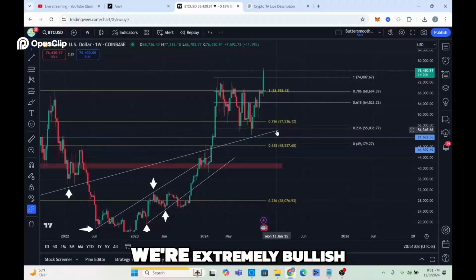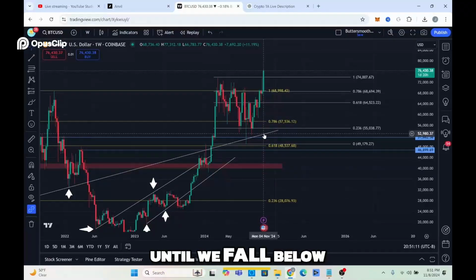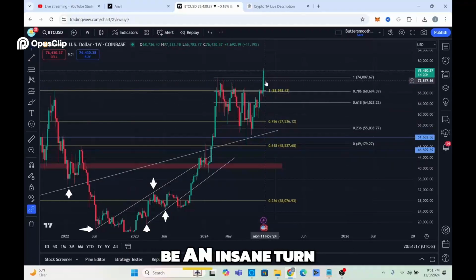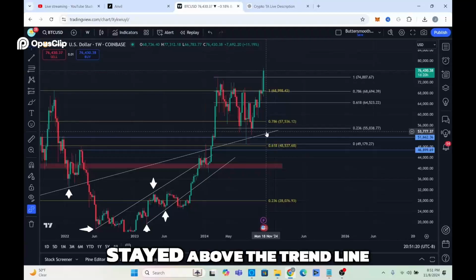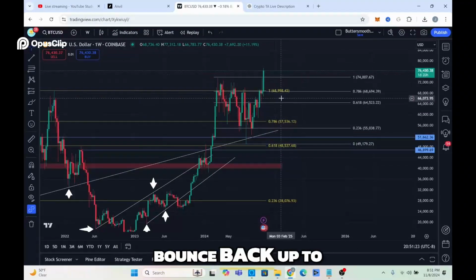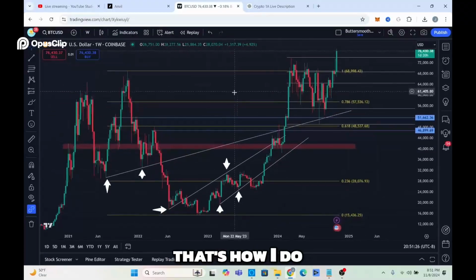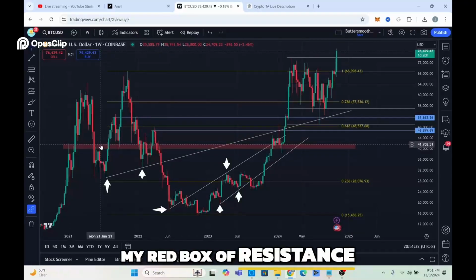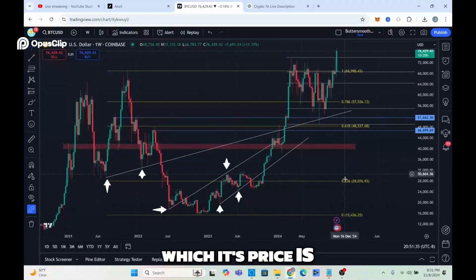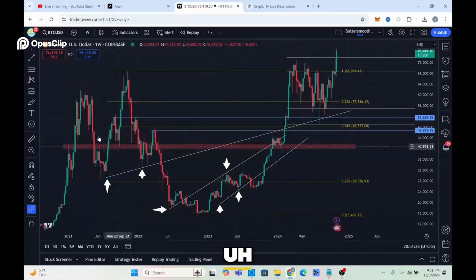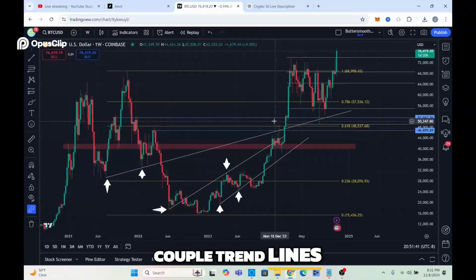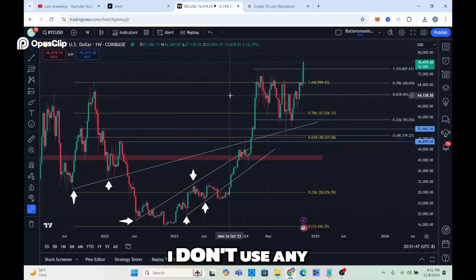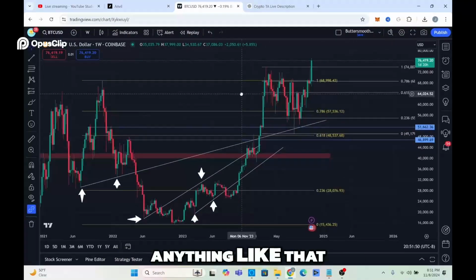Gotcha. So on Bitcoin, we're extremely bullish until we fall below, currently about $53,000, even though that would be an insane turn for the market. As long as we stay above the trend line, we would expect a bounce back up to the upside. So that's how I do my charting, extremely basic. I use three things. Again, my red box of resistance / support, which, since price is above it, we would call support. My Fibonacci, and a couple trend lines. And that's all that I do, to be honest with you. I don't use RSI. I don't use any other lagging indicators or anything like that.